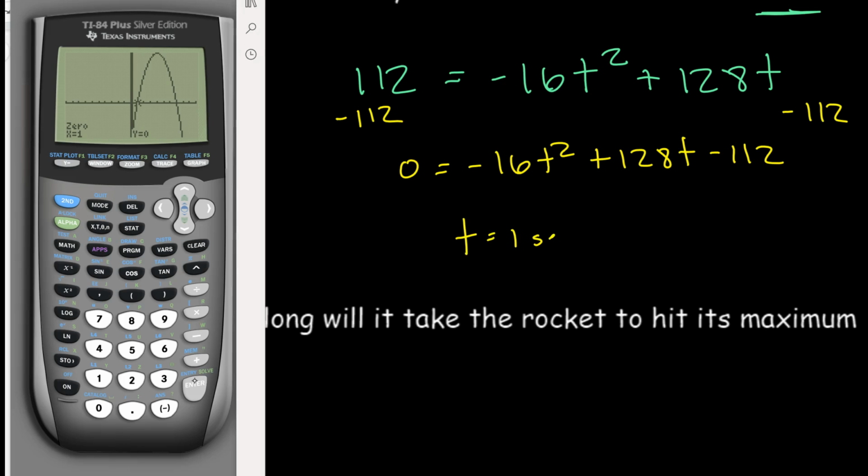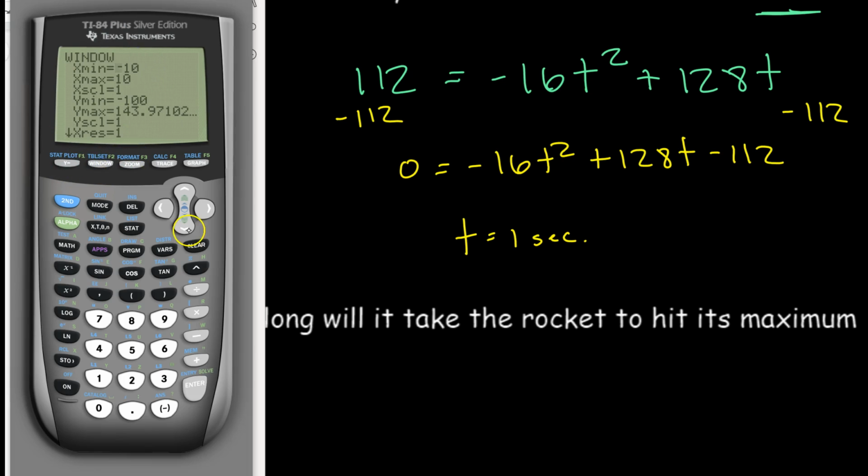What did you do for the? Change the window. Yeah. I press window. You see it right under the screen. The second button says window. Yeah. And change that y min to be negative 100.